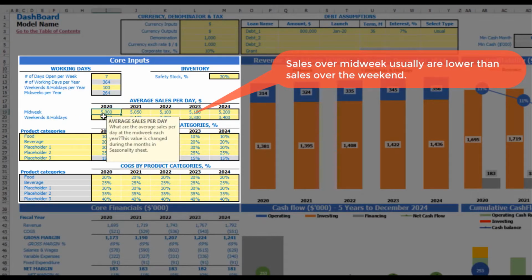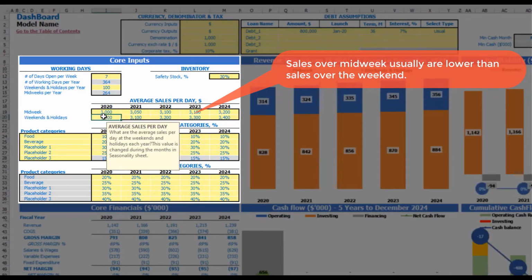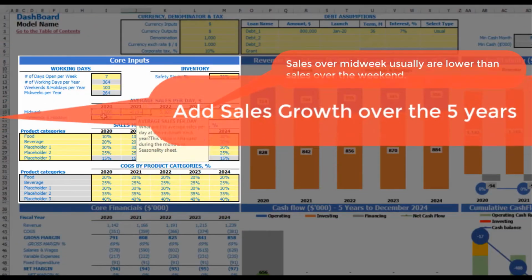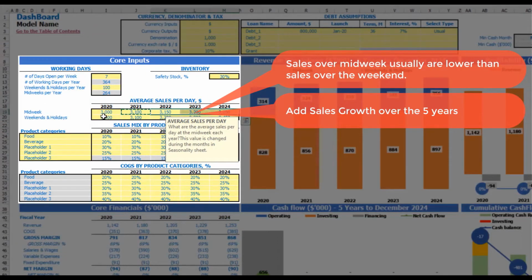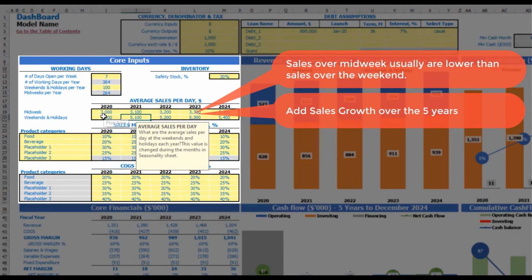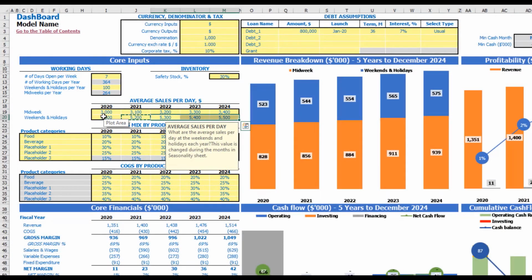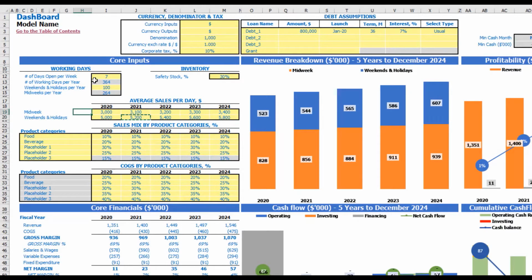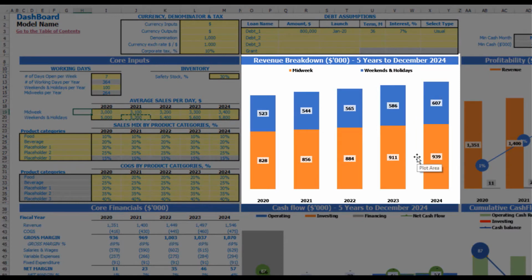Let's pretend on midweek you will sell $3,000 per day with growth of $100 per year, and in weekends and holidays you will sell $5,000 per day in average with $200 growth per year. Once we changed these assumptions, you can see that this revenue breakdown is immediately changed. It will show you the revenue breakdown by years between midweek revenue and weekends and holidays revenue.